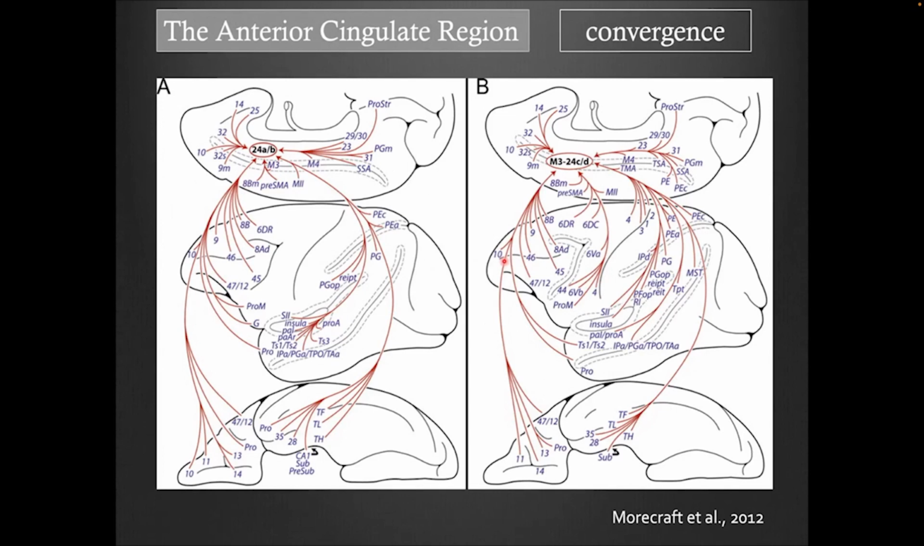And this is another example from Morecraft and Pandya, to show big convergence of all these areas in the system, not only the prefrontal and the orbital, but also from the insula to these two regions of 24 and M3, M3 being the cingulate motor area.